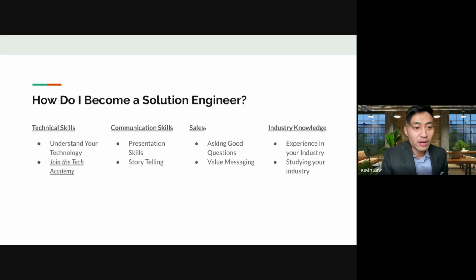The third point over here is sales. Even though sales is kind of a communication skill, I do want to emphasize that this is a pre-sales role. So remember that you want to build on skills like asking good questions to understand the challenges that the customer has. Because if you're going to talk about how the technology can solve their problems, you first need to understand what the problems are.